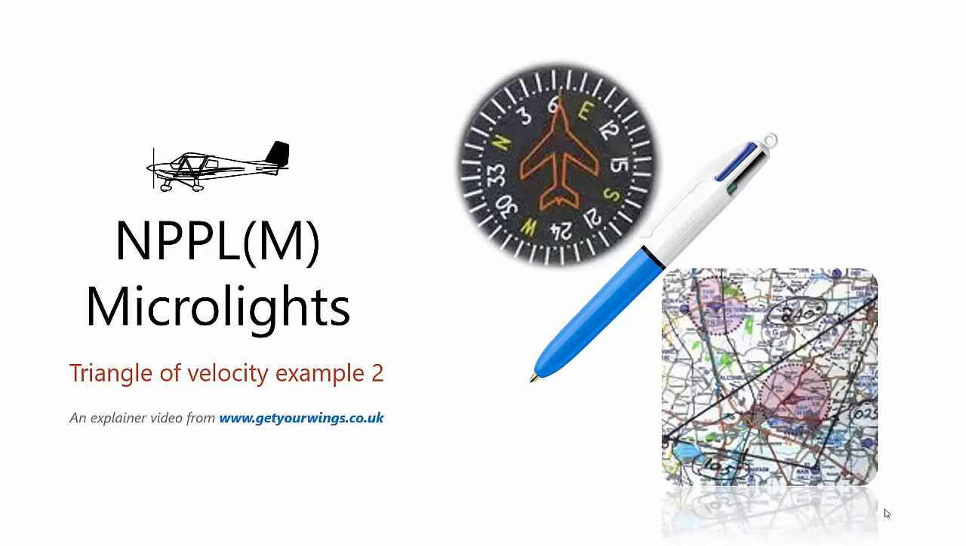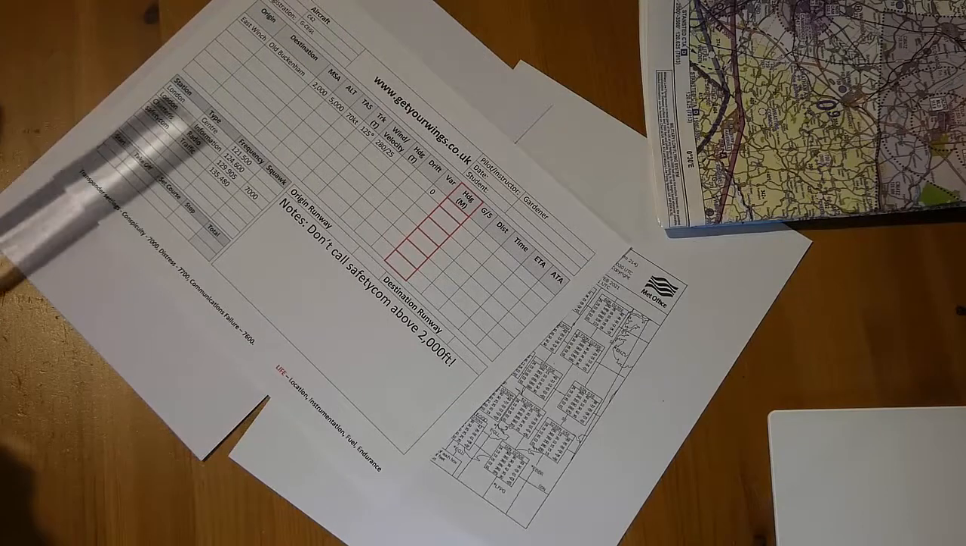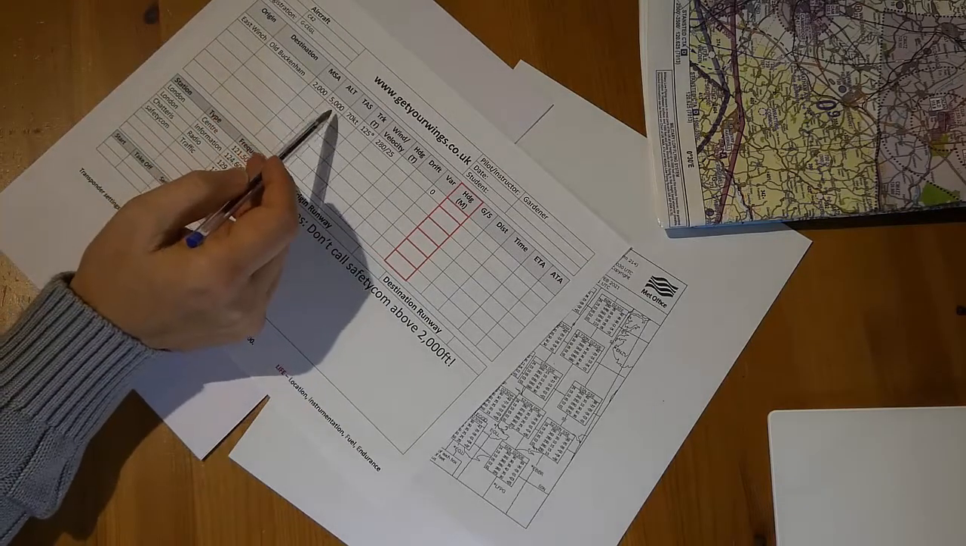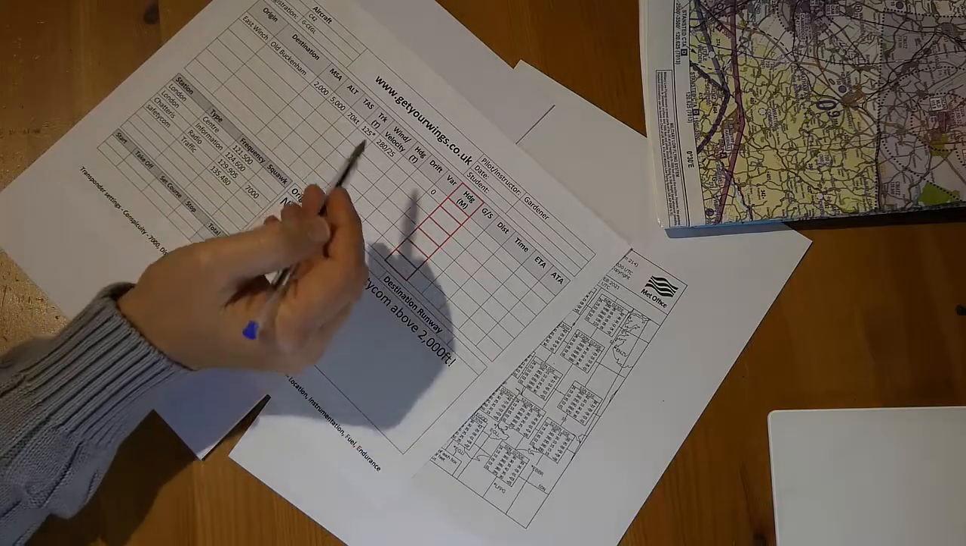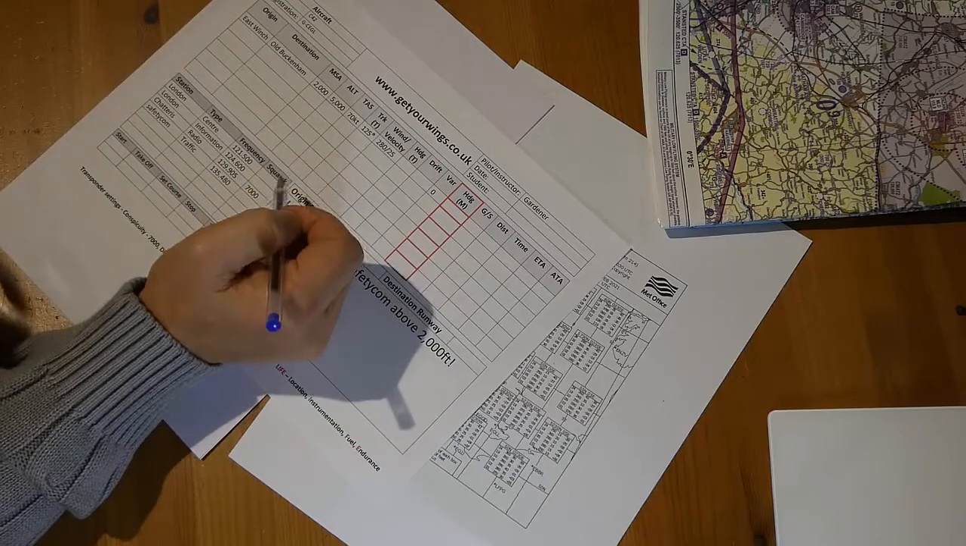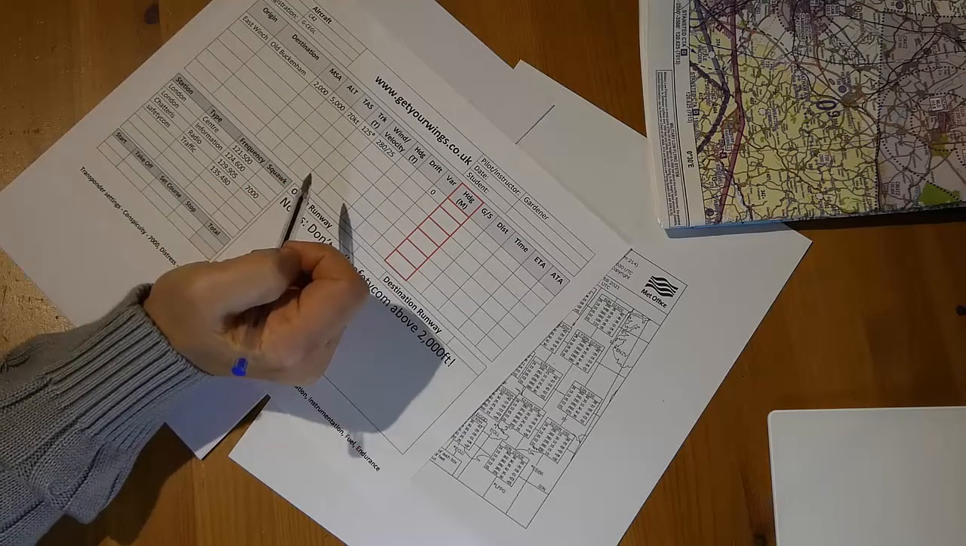We're now going to do a flight from East Winch to Old Buckenham. MSA and altitude already filled in for us. Our true airspeed remains at 70 knots. Our track will be 125 degrees with a wind speed of 280 at 25 knots.